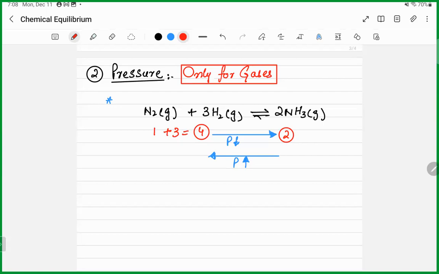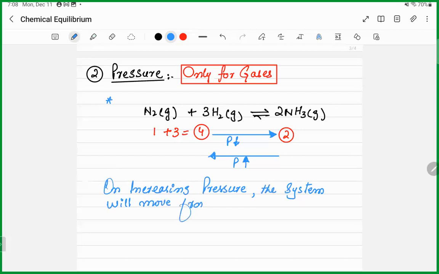ठीक है? So यही स्टेटमेंट हम देते हैं यहां पर. On increasing pressure, the system will move from higher mole side towards lower mole side.